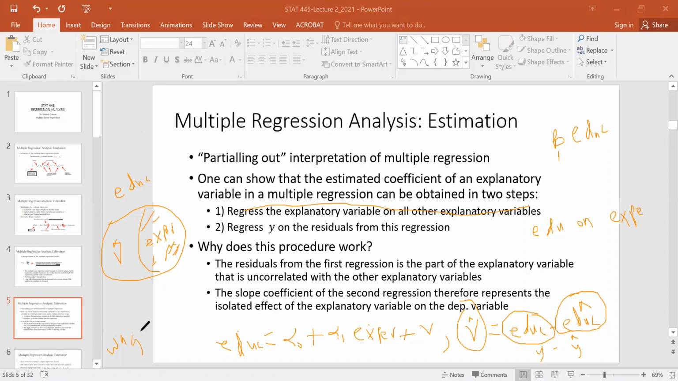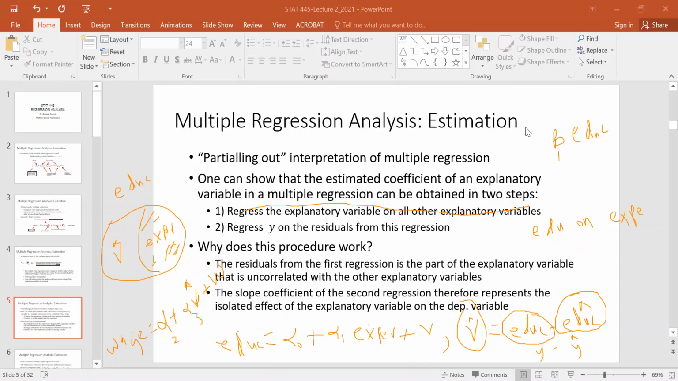Now wage will be run on, let's say, alpha 2 plus alpha 3 V hat, plus an error. Let's call it W. So the only regressor is V hat. What is V hat? I was supposed to write education here, but I've written a V hat. And what is this V hat? It is the education without any effect of experience. So we are saying that when you get alpha 3 hat here, it is the same as getting beta 1 hat in our earlier regression.